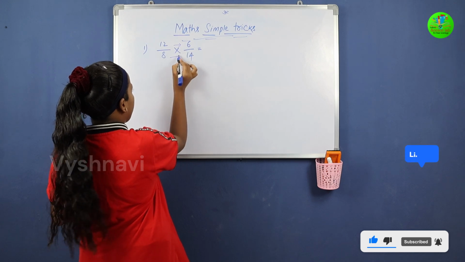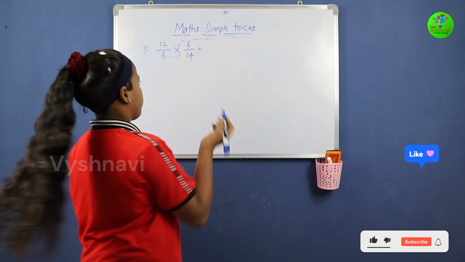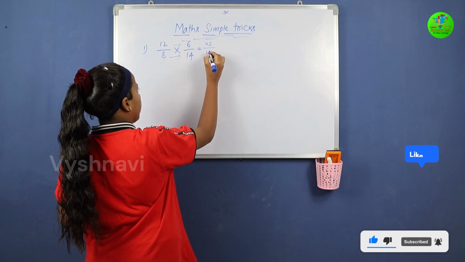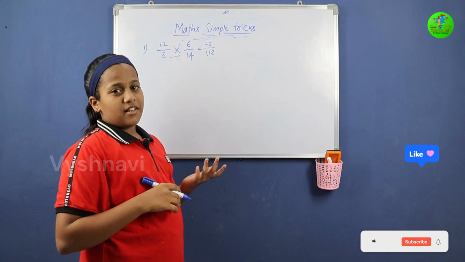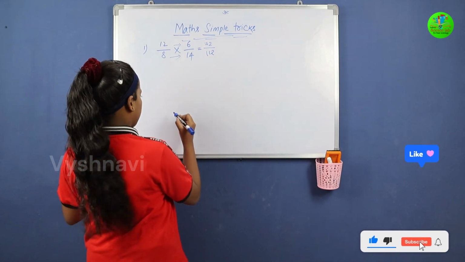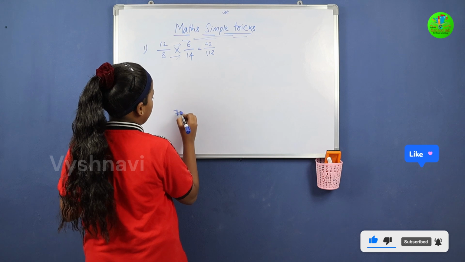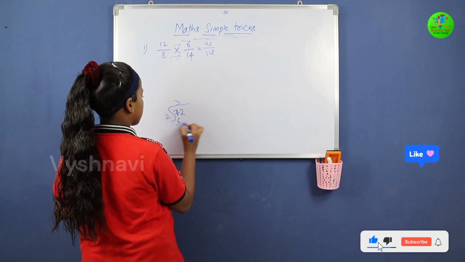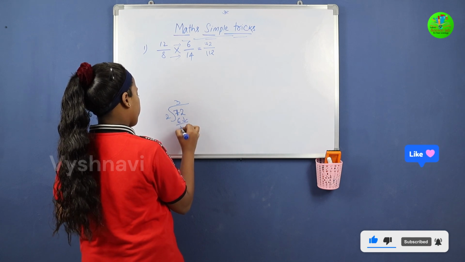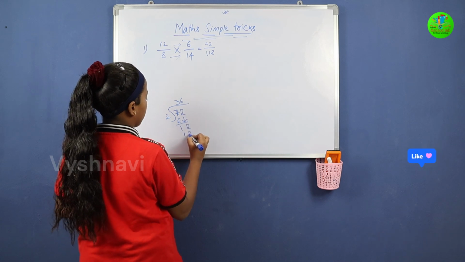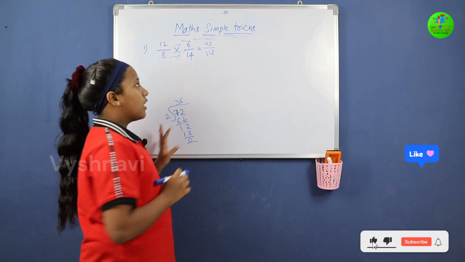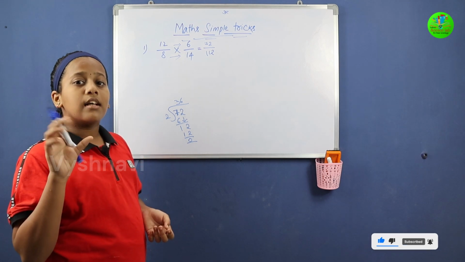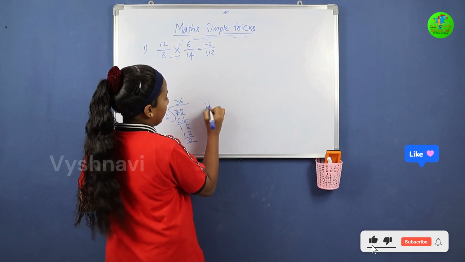12 6s are 72 and 8 14s are 112. This can be cancelled. For better understanding, I will do it here. 72: 2 3s are 6, 2 6s are 12. 72 can be cancelled in the two table, it is 36. 36 2s are 72, and 112.